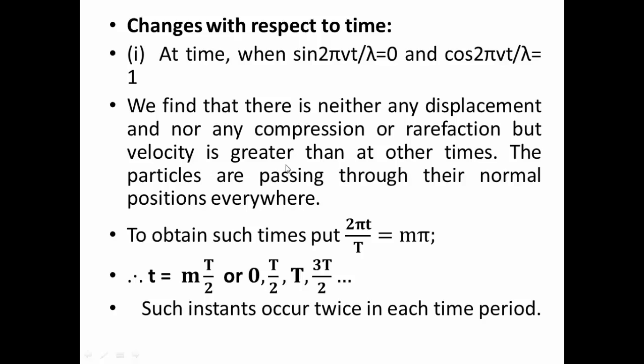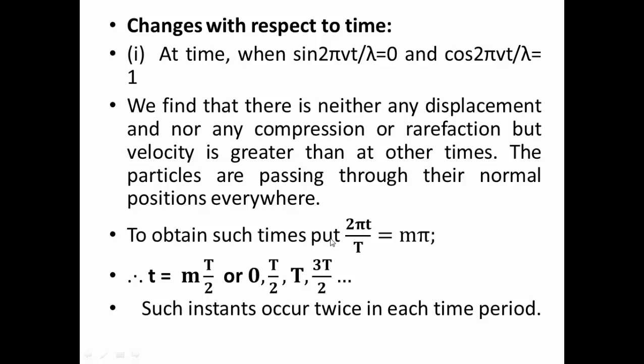Then again we go to these three equations, equations 3, 4 and 5. We find that there is neither any displacement nor any compression or rarefaction, that is, displacement is 0 and strain is 0, but velocity is greater than at other times. That is, the particles are passing through their mean positions everywhere.